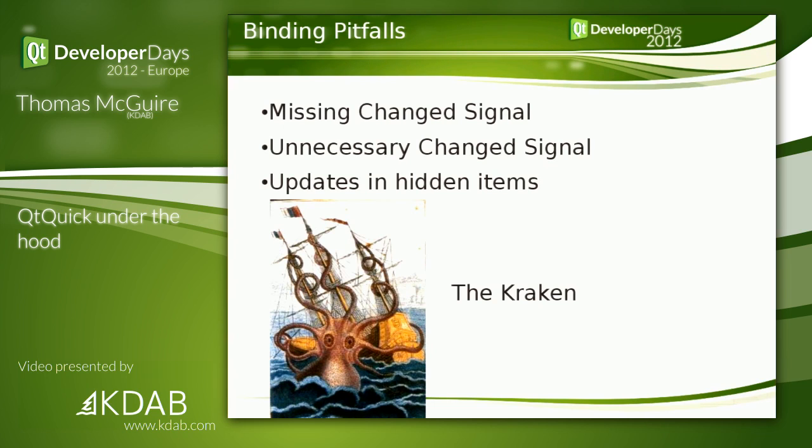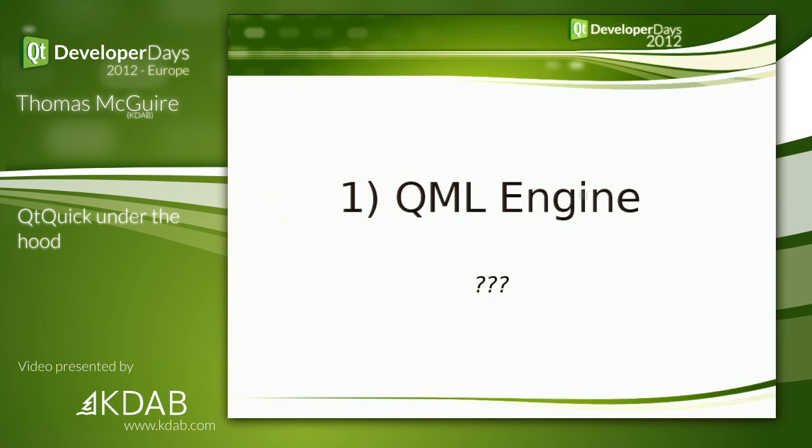Then you have the Kraken. I call it that: a Kraken is a changed signal that reaches out with its many arms and updates lots of bindings all over your QML code. Right? If you use a property in many bindings, you will get many updates of bindings. So that's something we also had in the project. So you have to watch out for that as well.